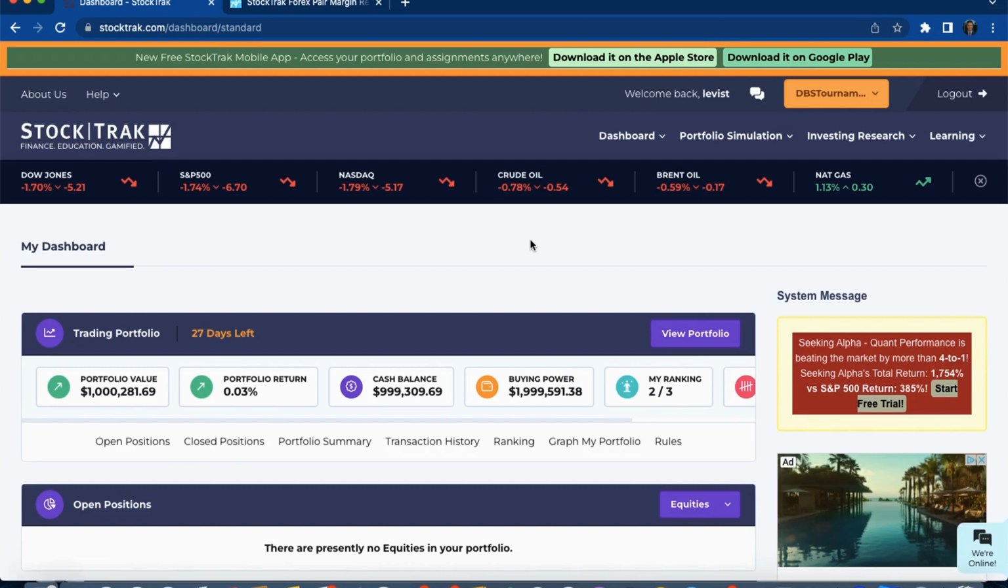Welcome to the Stock-Trak investing simulation platform. Today we're going to demonstrate how to use your account to trade Forex.